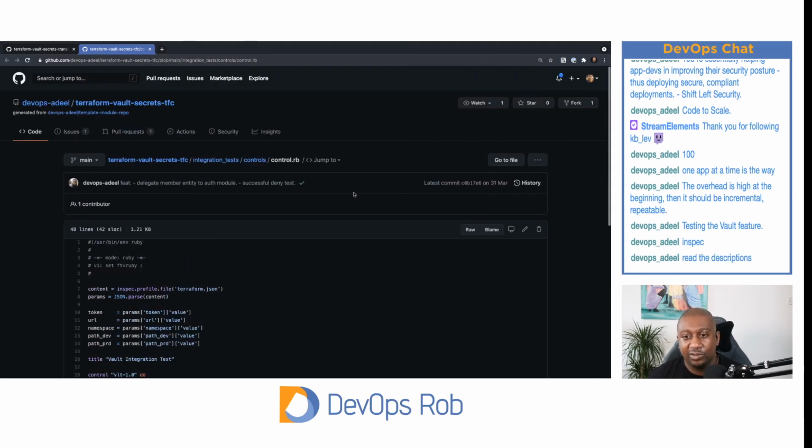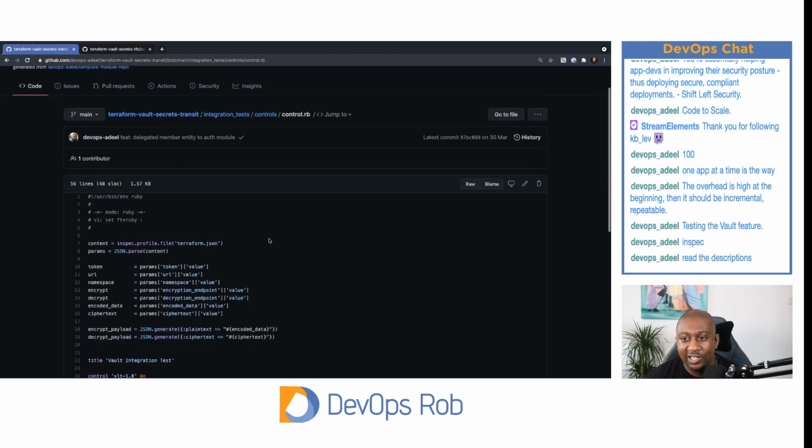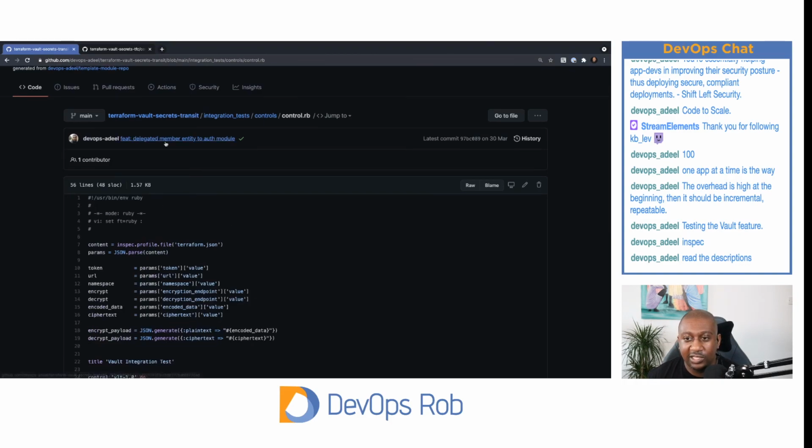Read the description. Where's the description? Here we go. So the feature: delegate member entity to auth module, successful deny. Okay, thank you very much. Let's go back to your last one. And the feature is the delegate member entity to auth module. Okay, did I just click on the same link twice? I think I did. I think you posted the link twice.